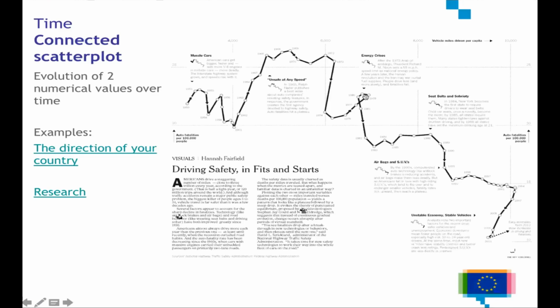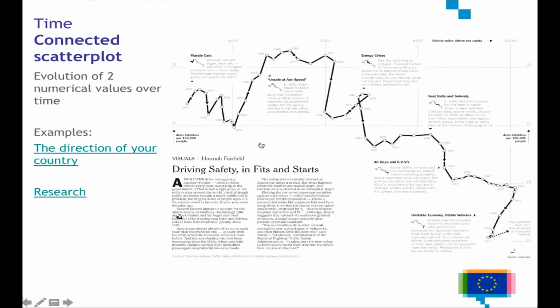And here you can see a little loop. Here is where the line or the arrows go from right to left, which means that in these years, people drove less with their cars than they did before. So this is the effect of the oil crisis at the beginning of the 70s. So if you want to show two numerical values at once over time, then you could consider this chart type.